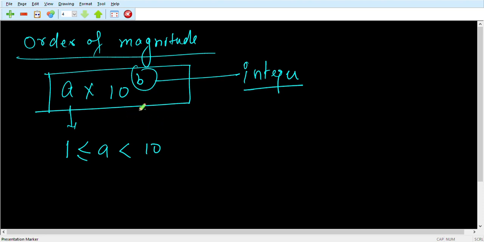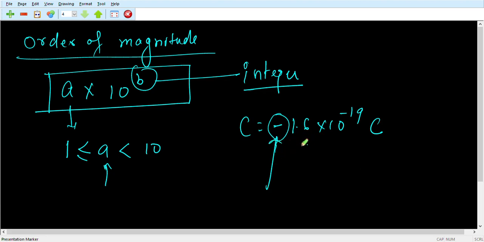You are already using this kind of notation. For example, if you want to express the charge on an electron, you will write minus 1.6 times 10 to the power minus 19 coulomb. I told you that this a should be greater than or equal to 1, but you might claim this is a negative value. No, this is not a negative value. The negative sign indicates that this is a negative charge. The magnitude, the a value, is 1.6 itself. This is one important point I wanted to discuss with you.